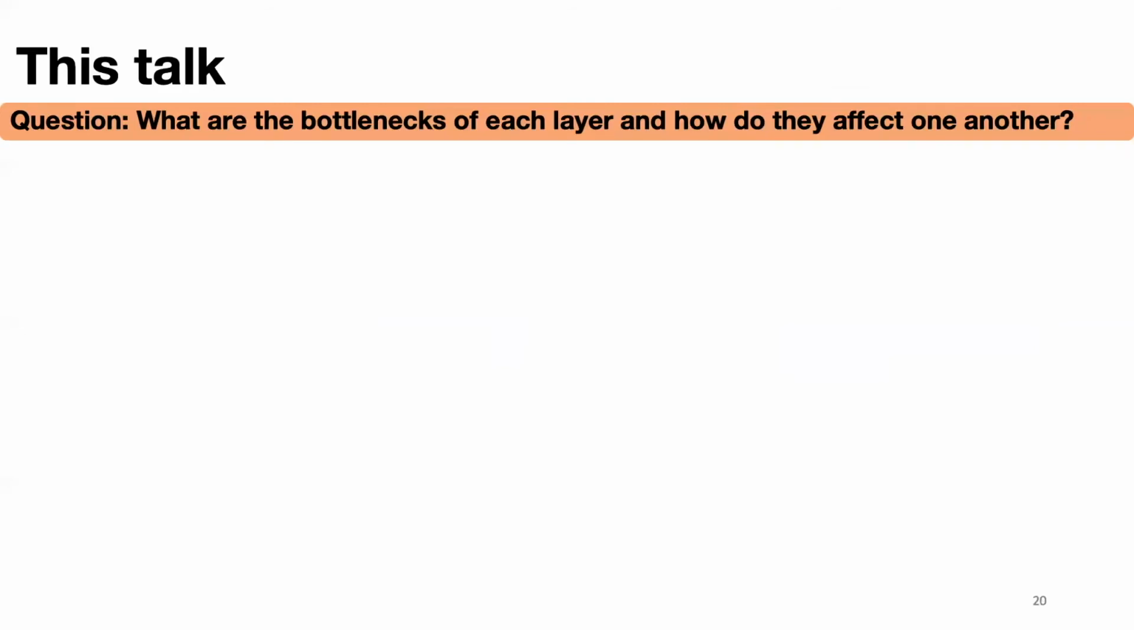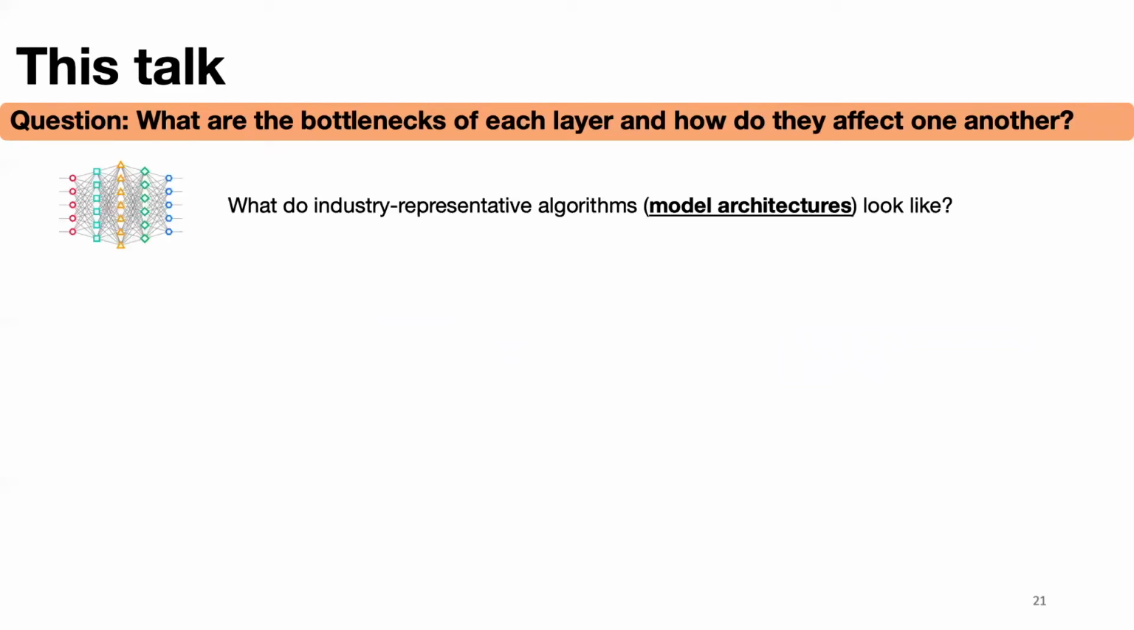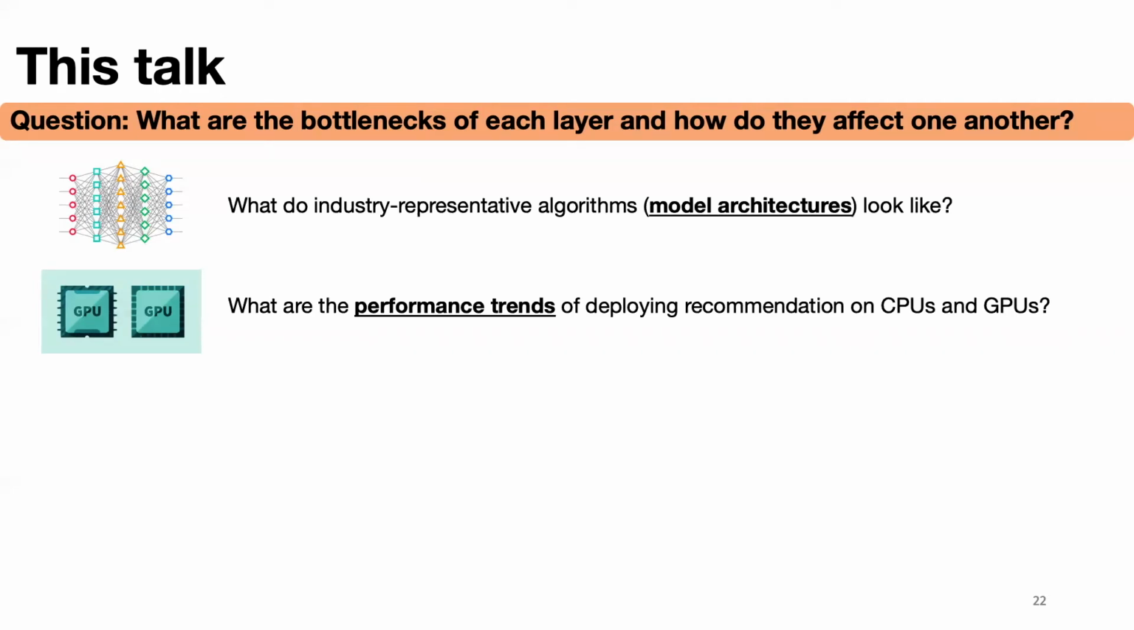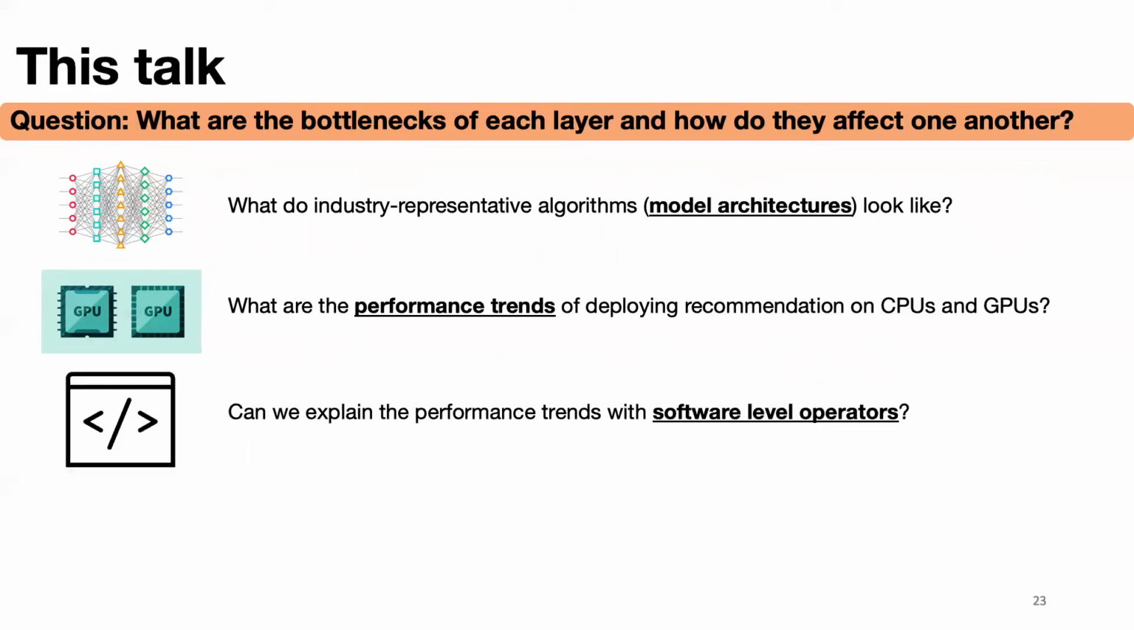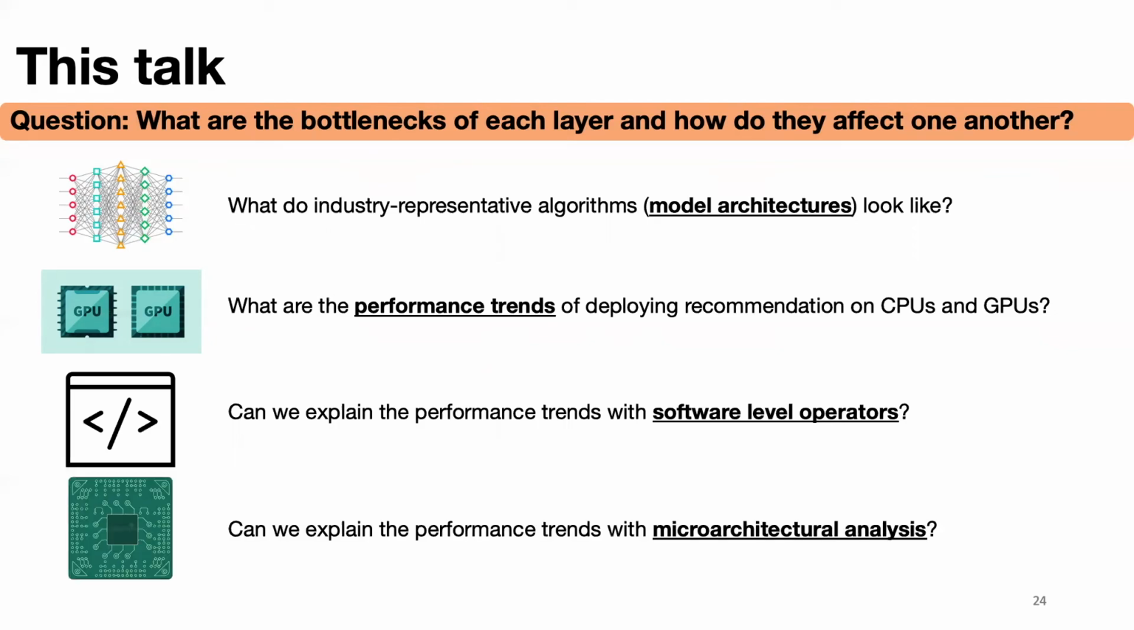So the key question that we want to answer for this talk is, what are the bottlenecks of each layer and how do they affect one another? First, we want to take a look at what these algorithms actually look like from a model architecture perspective. Next, we want to deploy these models out of the box on different CPUs and GPUs for different use cases to see what the performance trends look like. In order to explain these performance trends, we first look at software-level operator usage. Then, we tackle these performance trends from a hardware microarchitectural standpoint.